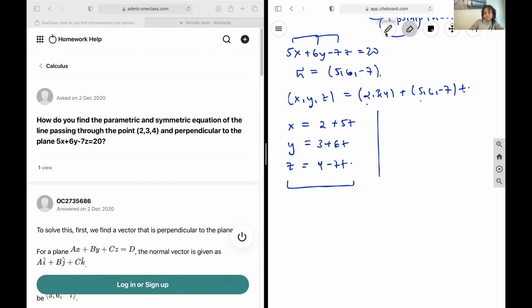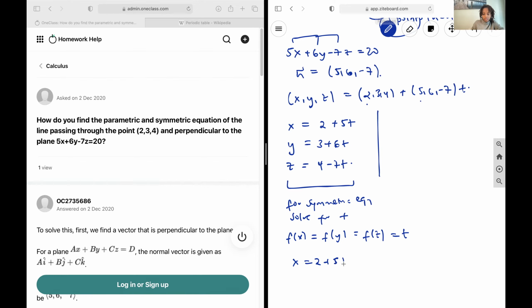Next up, for our symmetric equations, we are going to simply solve for t in all of them. So you can get some function of x is equal to some function of y, which is equal to some function of z, and these are all going to be equal to t. In our first case, x is equal to 2 plus 5t. Solve for t, so we get x minus 2 is equal to 5t, divide both sides by 5. So our function of x, which is equal to t, is x minus 2 over 5. Let's write that one out first.